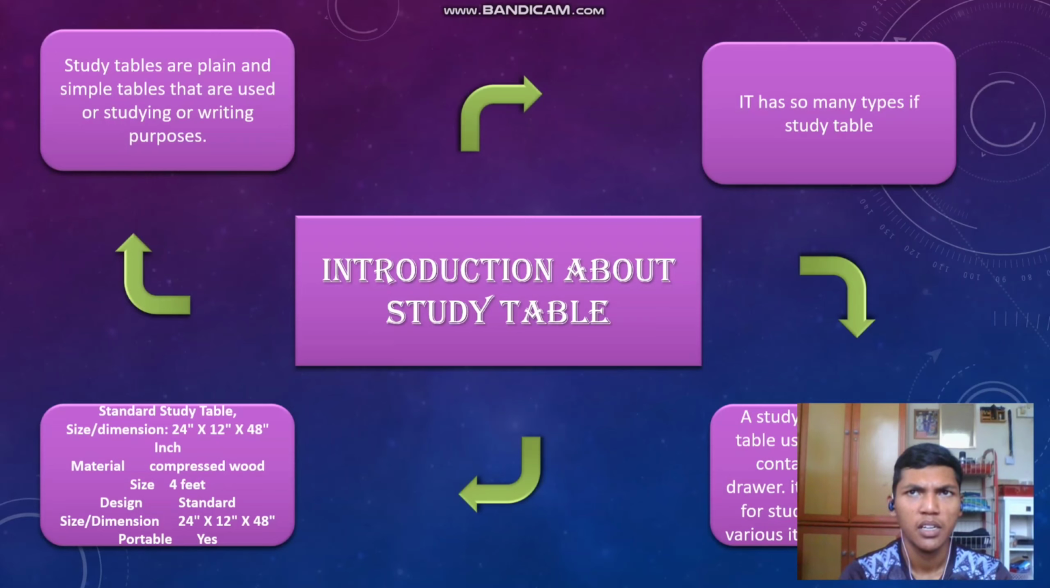It is not like an office table or gaming table. Next, there are three types of study table: the small one, the regular, and the bigger. The small one is easy to carry everywhere. The regular one we can find at the classroom, hostel, or everywhere.